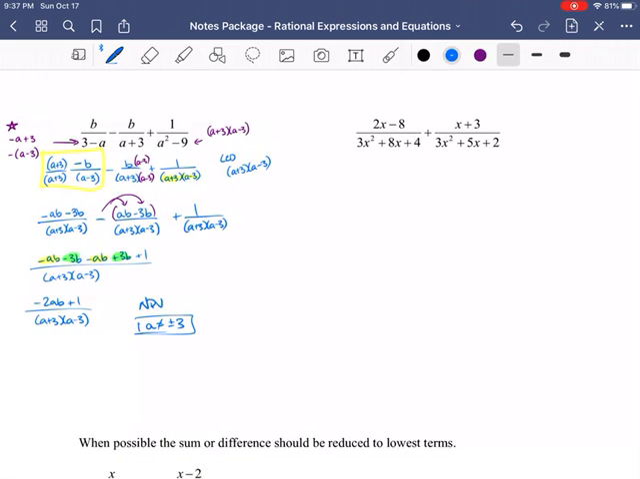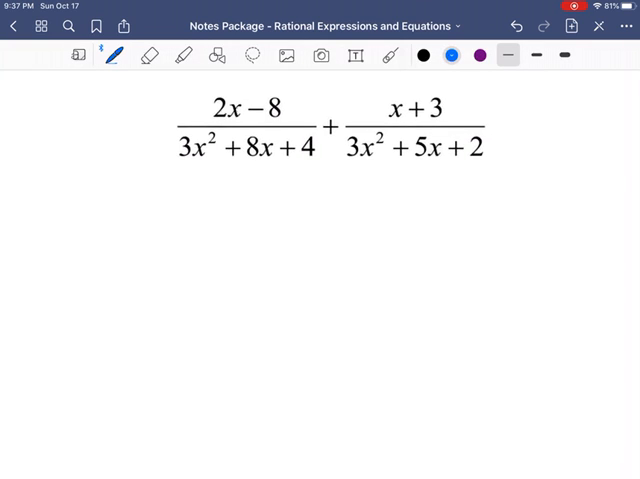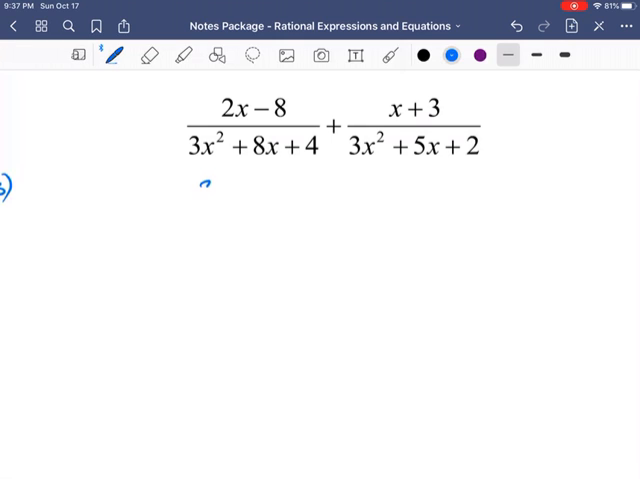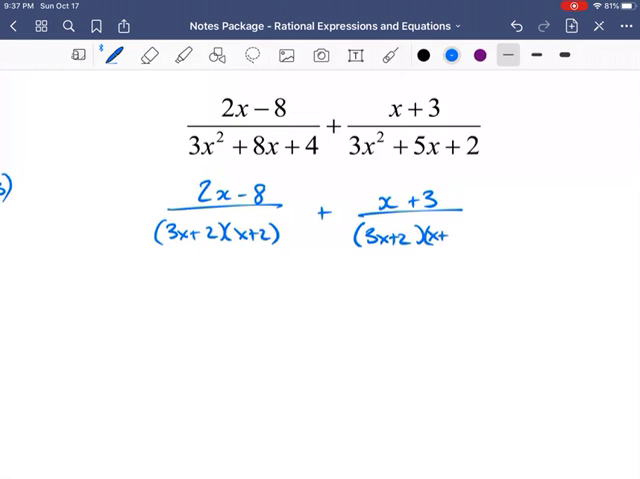Pause the video. I want you to factor the denominators of both of these terms here, these polynomial expressions, and see what the denominators come out to be. So if you factored these correctly, you're going to get 3x plus 2 and x plus 2. And the one on the right is going to be 3x plus 2 and x plus 1.